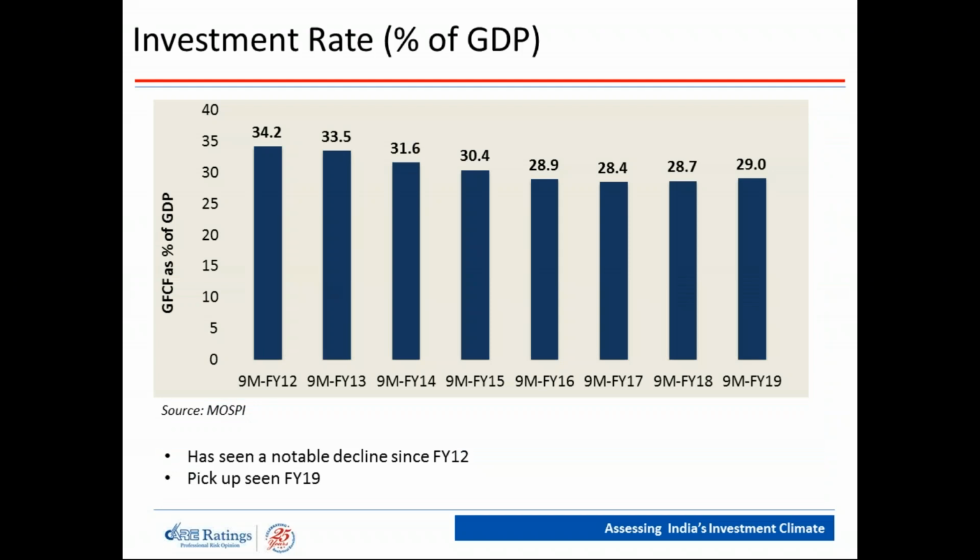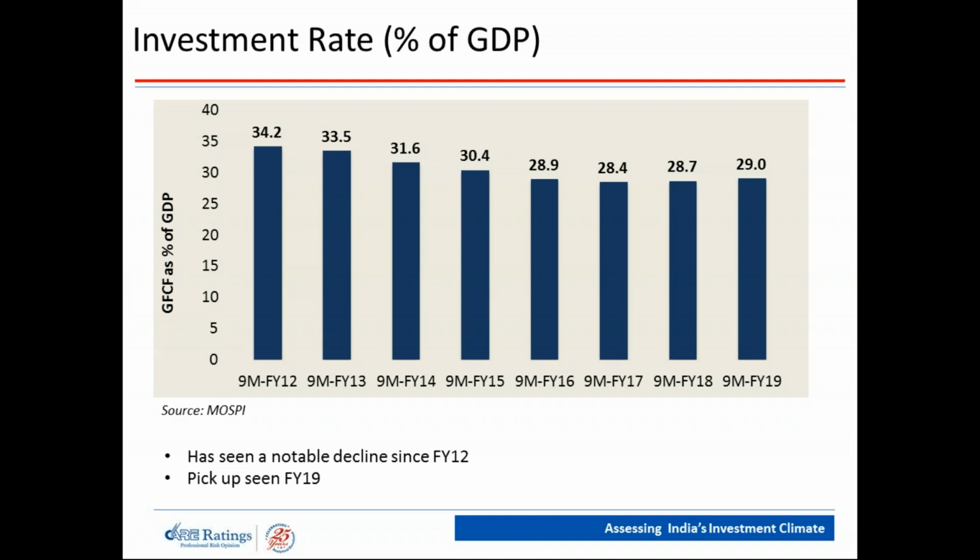Based on the estimates by the Central Statistical Office, there are signs that gross fixed capital formation or investment rate for the Indian economy is improving this year. The gross fixed capital formation as a percentage of GDP, which has witnessed a continuous decline since financial year 2012, has seen a marginal pickup in the first 9 months of the ongoing fiscal year.